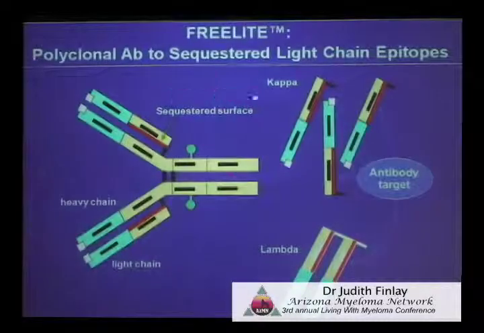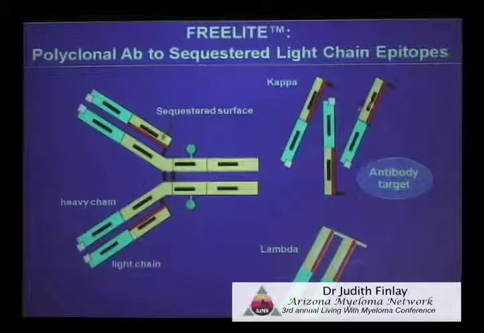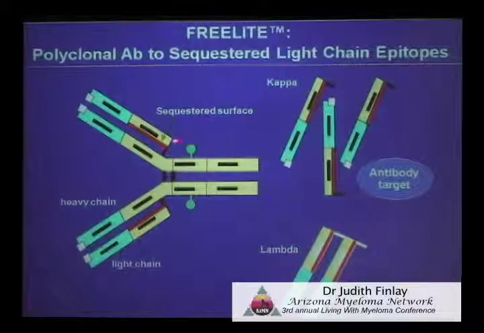This shows how the free light assay works. It uses a polyclonal antibody to sequestered light chain epitopes. An epitope is just a portion of the protein where the antibody binds. Here in the intact molecule, this is a sequestered epitope. But when the light chains are free, the antibody in the assay can bind to this site of the light chain and cause the signal in the assay, and that's how your light chains are detected.